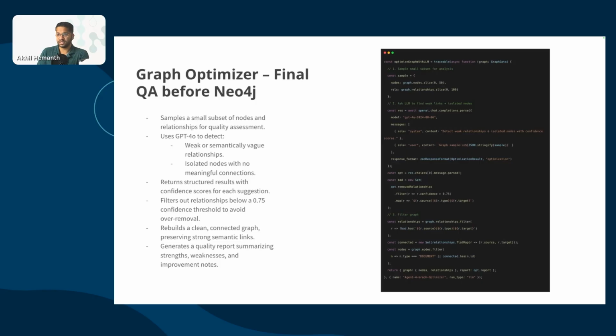So Agent 4 is essentially the graph quality auditor. It samples parts of the graph, asks the agent to flag vague or inconsistent relationships in comparison to the defined entities and relationships from step 1, and removes only those with lower confidence. The goal is not to delete data, but to improve semantic precision, keeping the final graph lean and meaningful before saving it to Neo4j.